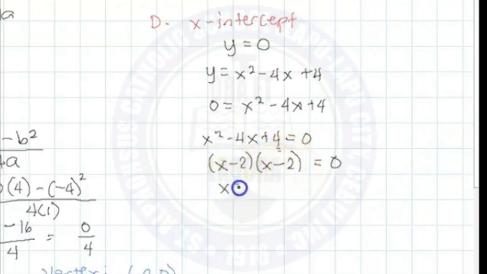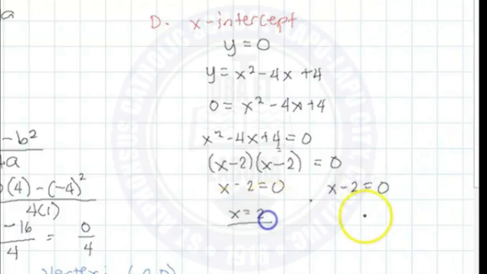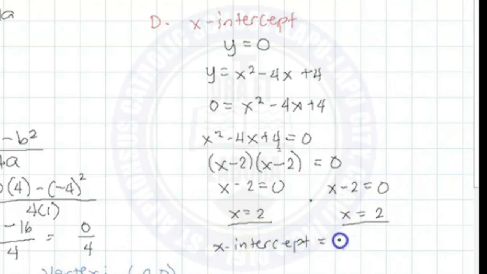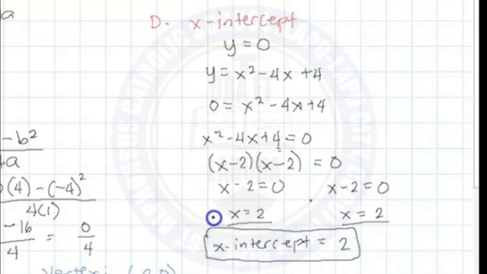Therefore, x minus 2 equals 0. By the factoring property, x minus 2 equals 0, so x equals 2 and x equals 2. Since they are equal, we will just write x-intercept. Our x-intercept is 2, and box that one. There are some instances, class, that there will be 2 x-intercepts. Therefore, you'll just write 2 values here.